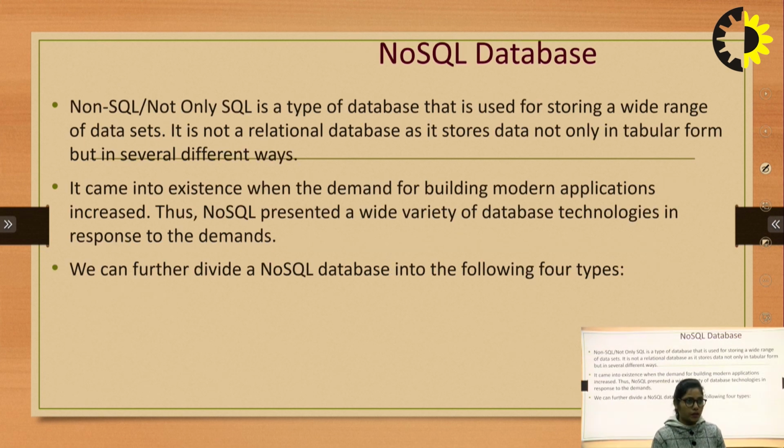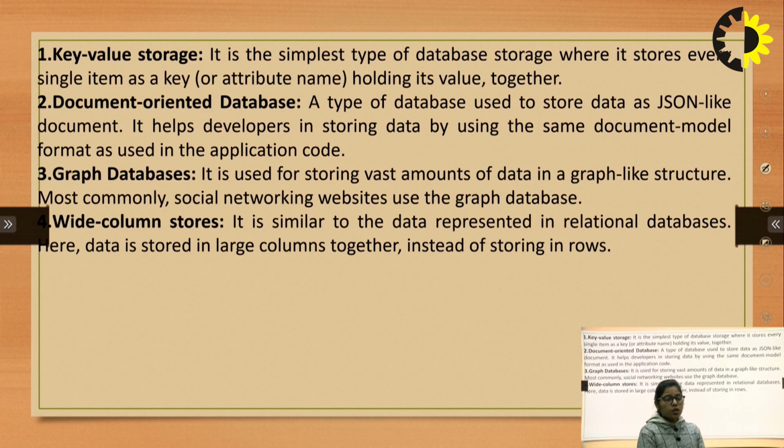Next is the NoSQL database. NoSQL, or not only SQL, is a type of database that is used for storing a wide range of datasets. It is not a relational database, as it stores data not only in tabular form but in several different ways. It came into existence when the demand for building modern applications increased. Thus, NoSQL presents a variety of database technologies in response to the demand. We can further divide a NoSQL database into the following 4 parts: key value storage, document oriented database, graph database, and wide column stores.